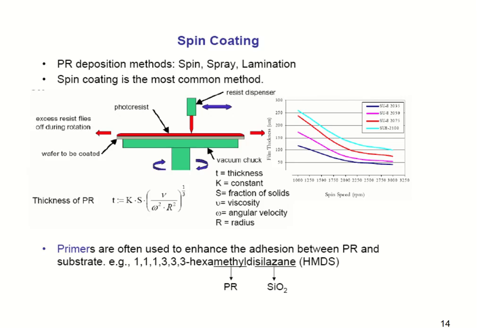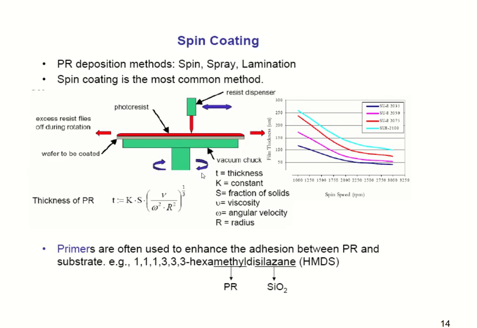Okay, spin coating. This is the shape of the spin coater. There is a chuck that can hold the wafer, with the photoresist that will be deposited on top of the wafer. Between the wafer and this vacuum chuck, vacuum will be applied after a little alignment is done. Then you spin the wafer and dispense the resist during the spinning.